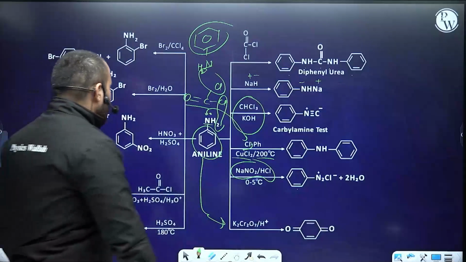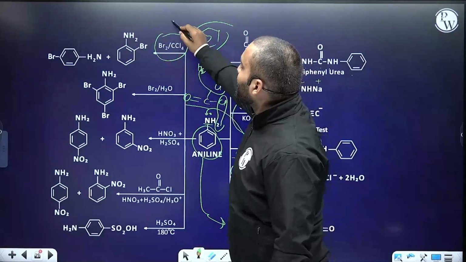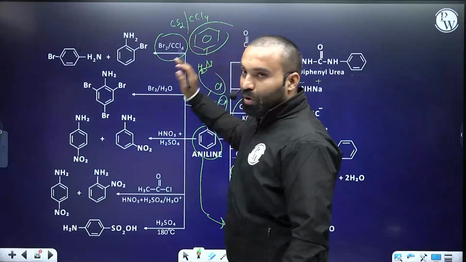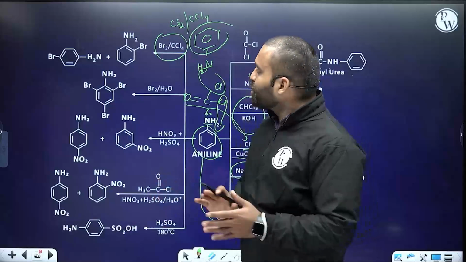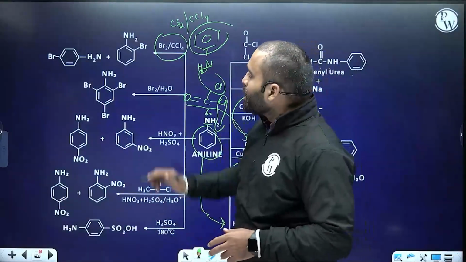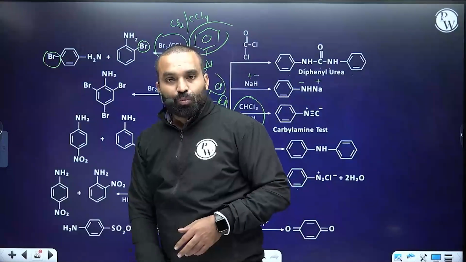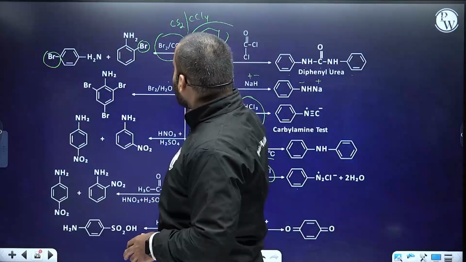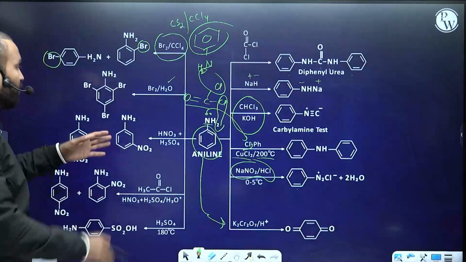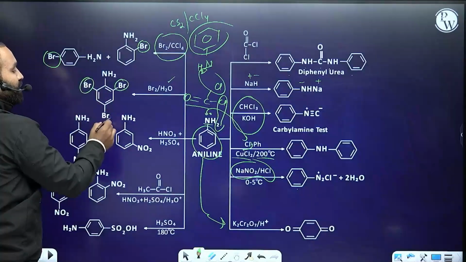Clear? Let's come to this side. Br2 in a non-polar solvent like CS2 or CCl4. The logic behind using CS2 or CCl4 is that we want a non-polar solvent. Then there will be mono substitution, ortho and para. These will be the two products formed. If you use water, a polar solvent, one of the best solvents, mother of all the solvents, then there will be poly substitution or multi substitution.